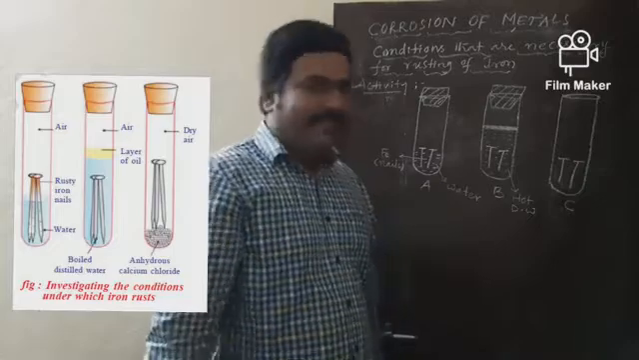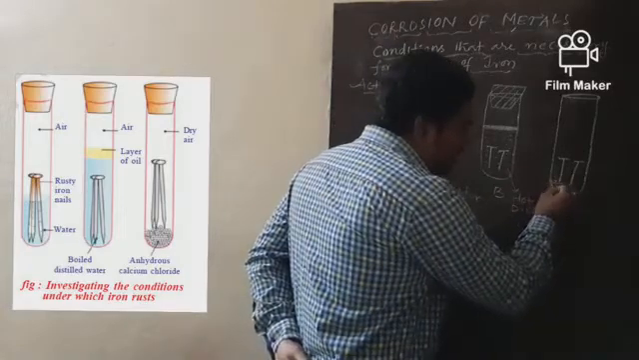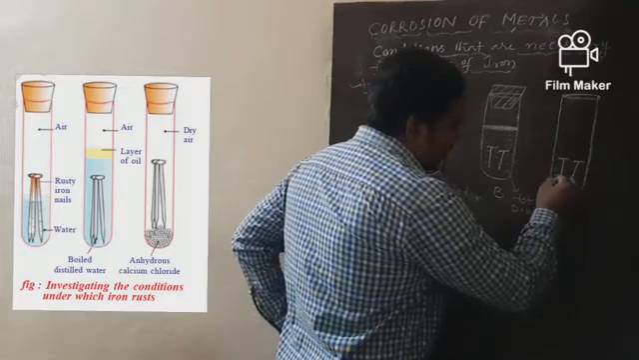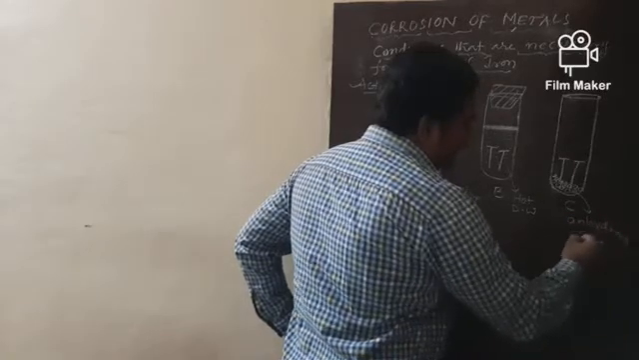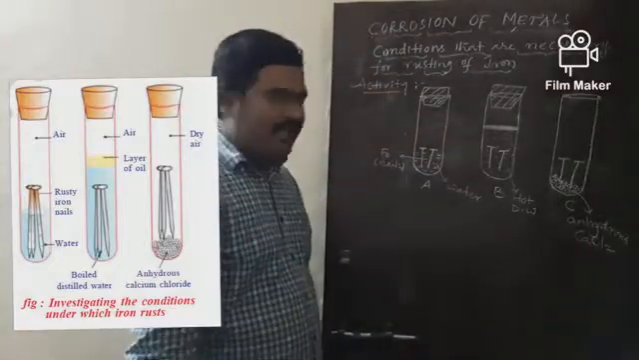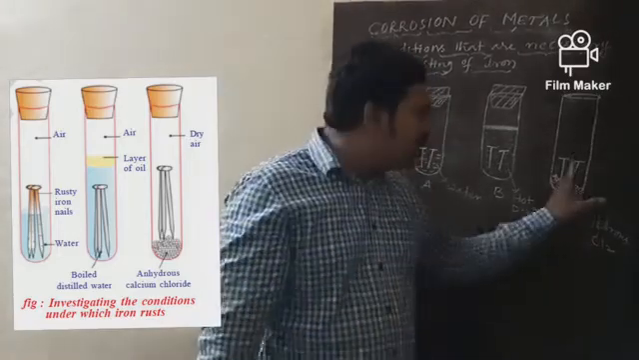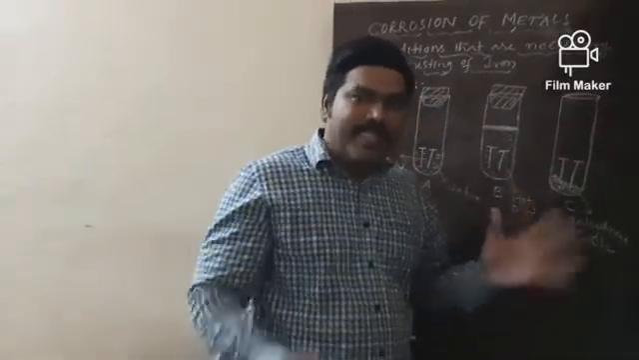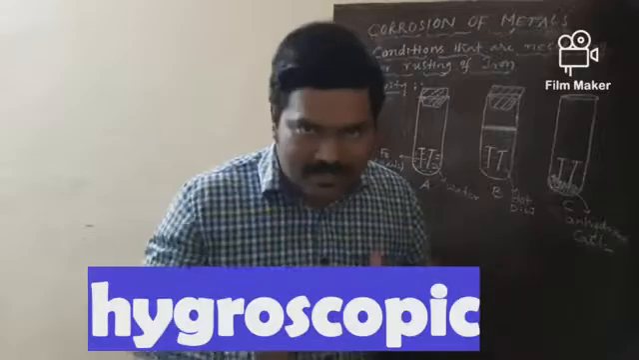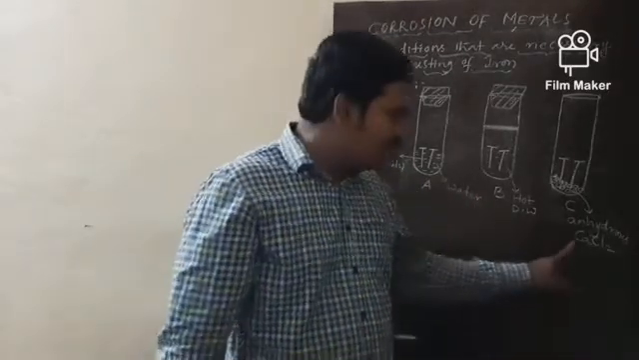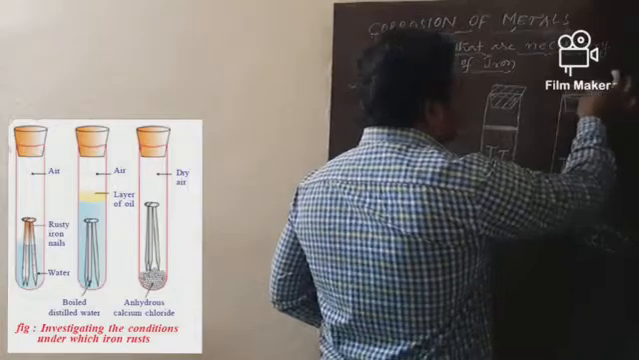And in the third test tube C, we are neither providing water nor oil, but we are providing anhydrous calcium chloride. What is this? Anhydrous calcium chloride in test tube C. So what is the role played by this anhydrous calcium chloride? It absorbs moisture from the air present in test tube C. It absorbs moisture and it is a drying agent. And this nature is also called hygroscopic. What is the nature name? Hygroscopic. So what is this substance name? Anhydrous calcium chloride. And again cork it. Yes, we are providing the cork.